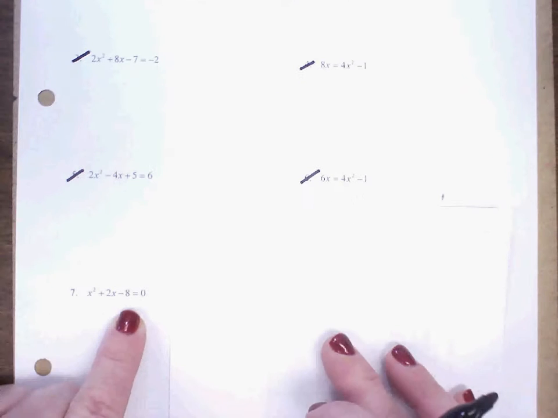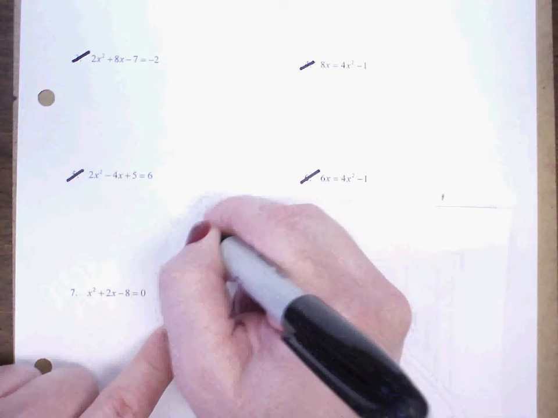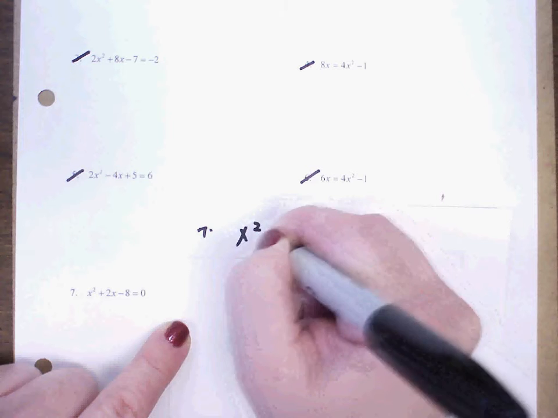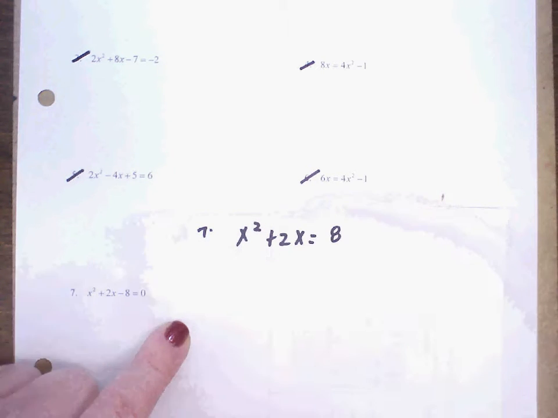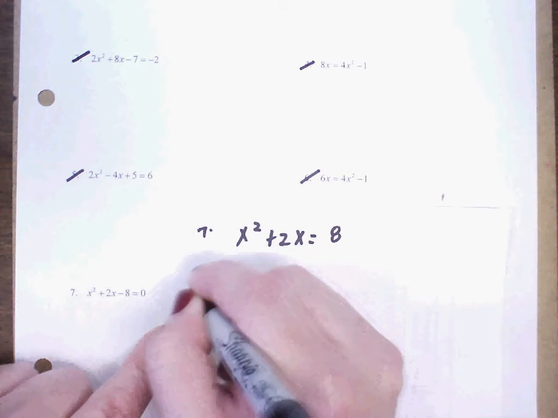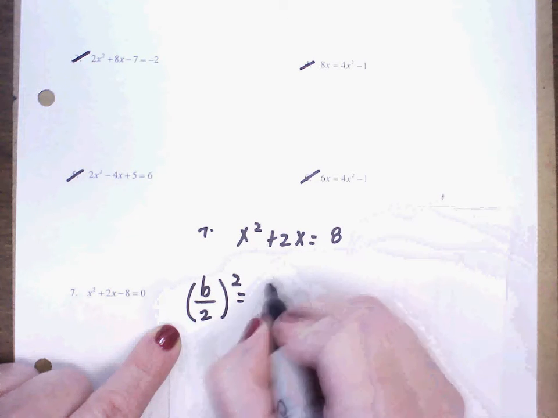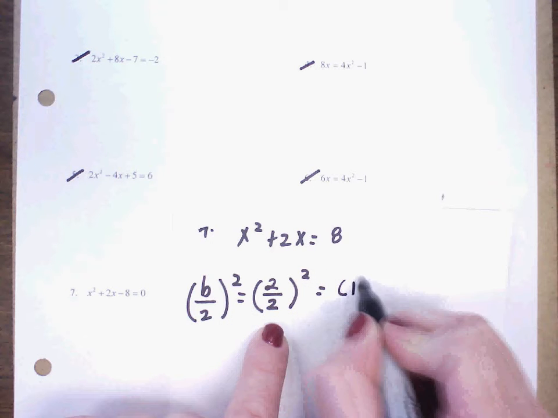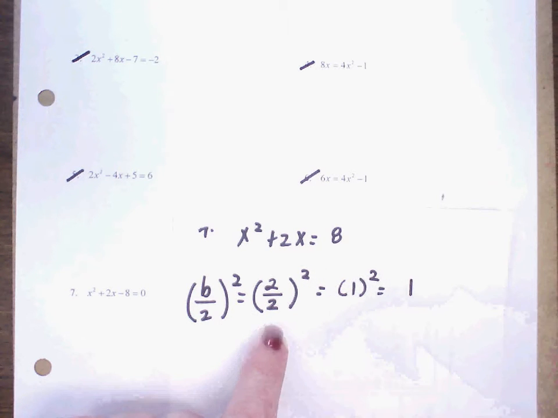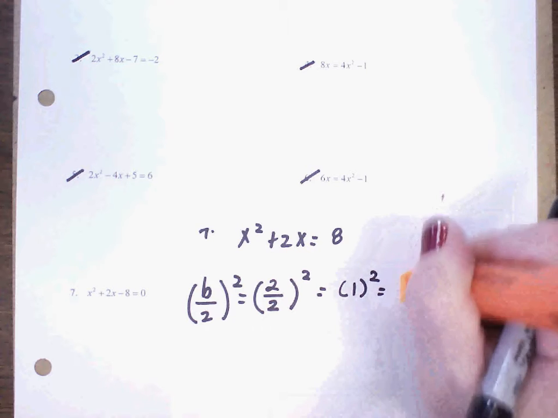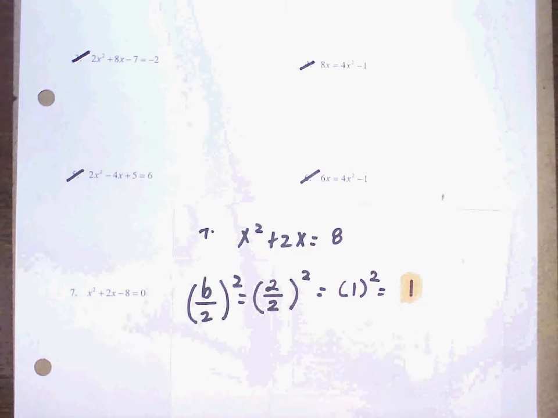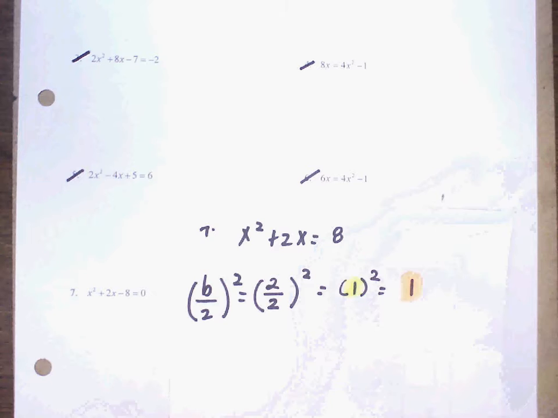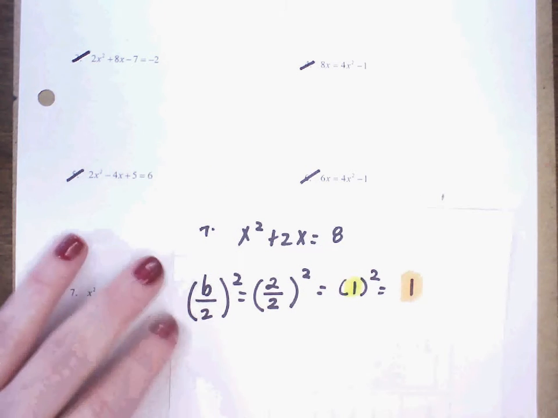All right, we got to move that negative 8, right? So x squared plus 2x equals 8. Yay? Now find your constant, which is your b. All right, 2 divided by 2 would be 1. And 1 squared is 1. So this is the number you're going to add. That's the number you're going to factor with.